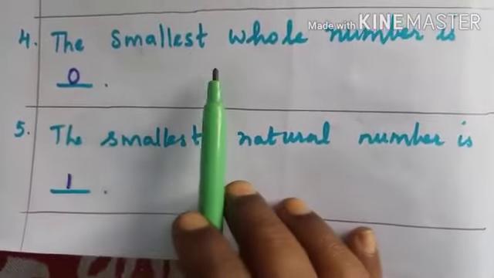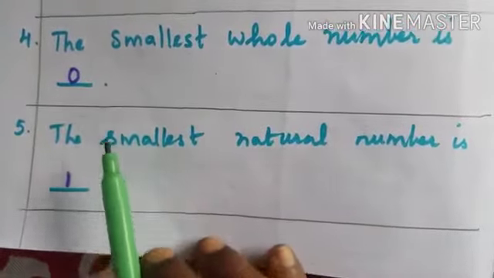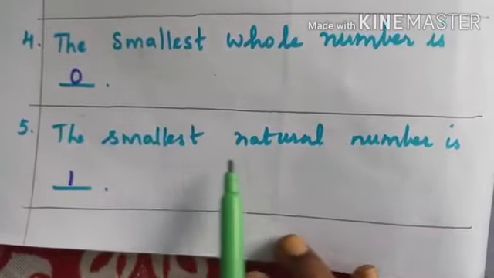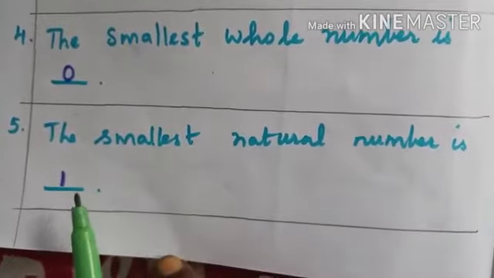The smallest whole number is dash. Yes, 0. The smallest whole number is 0. The smallest natural number is 1.